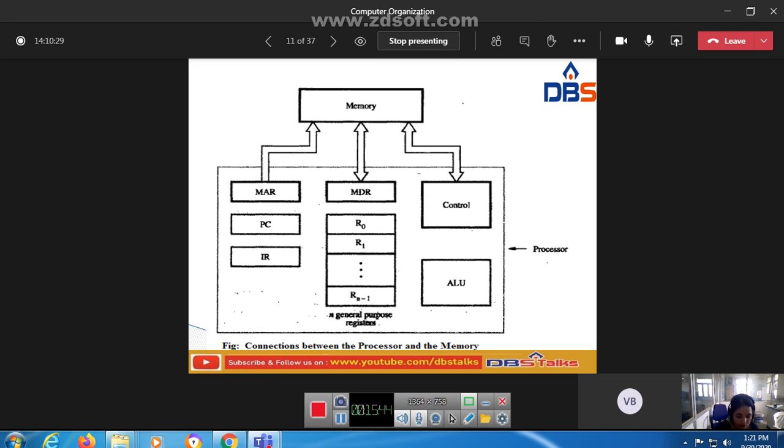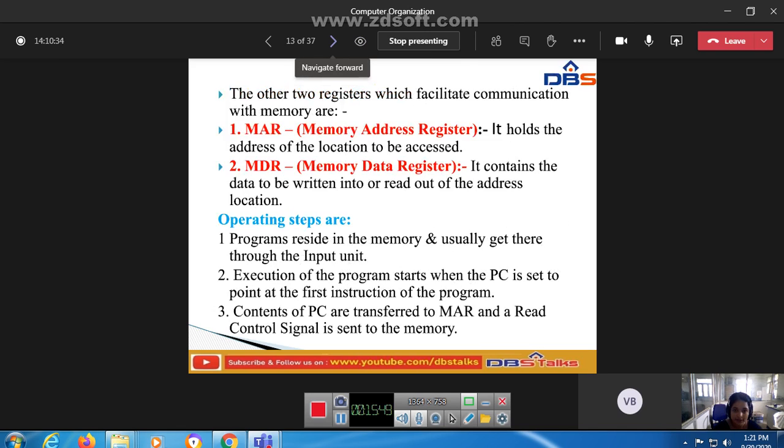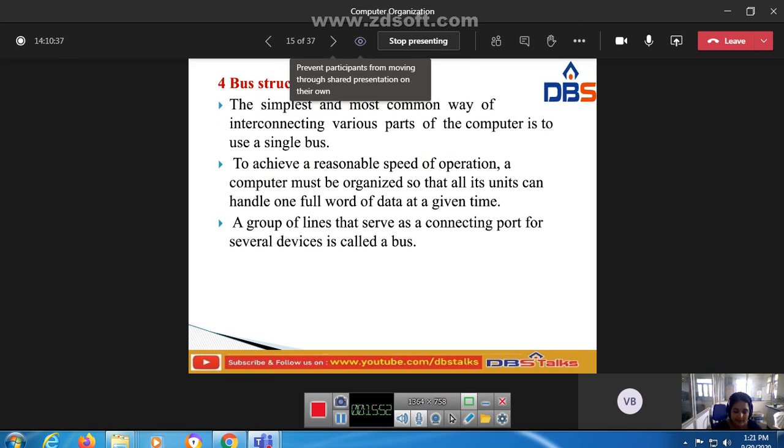Next, coming to the bus structure. What is meant by bus structure? The simplest and most common way of interconnecting various parts of the computer is to use a single bus. To achieve a reasonable speed of operation, a computer must be organized so that all its units can handle one full word of data at a given time. A group of lines that serves as a connecting path for several devices is called a bus.